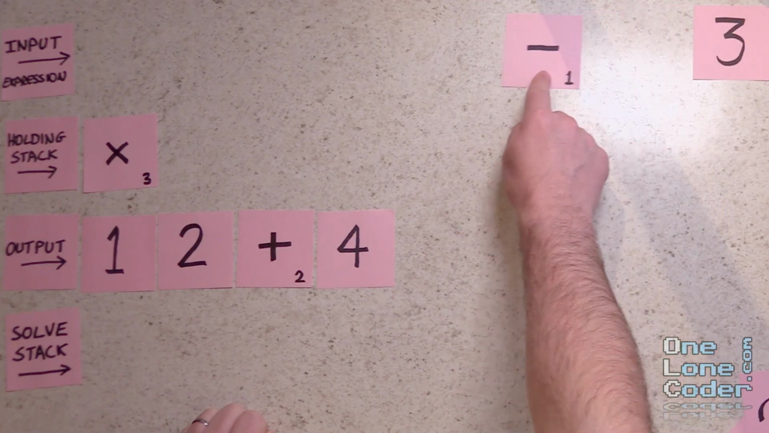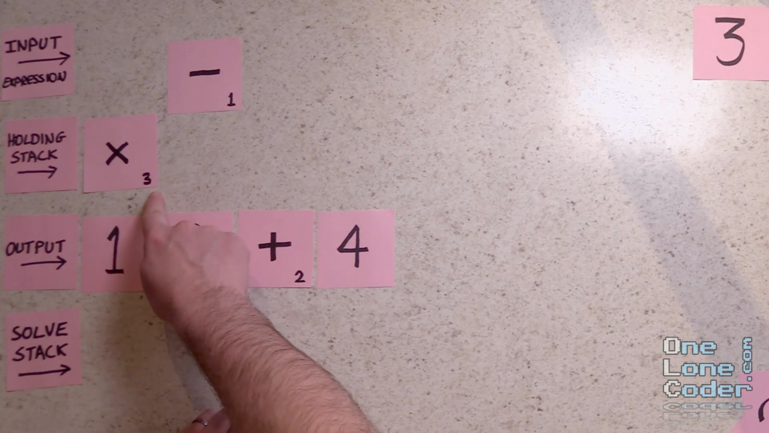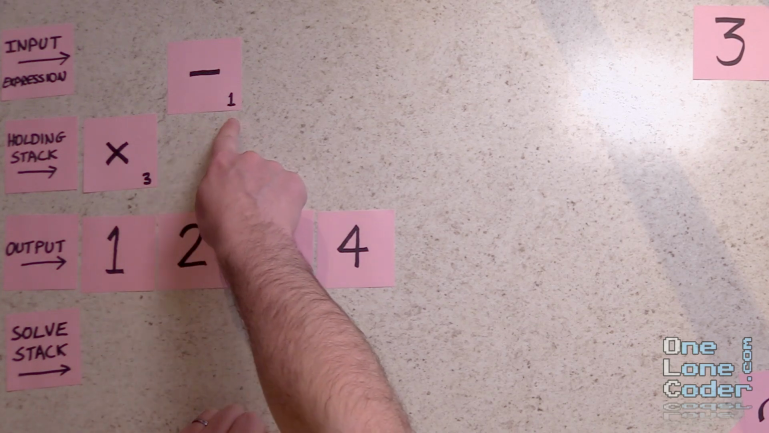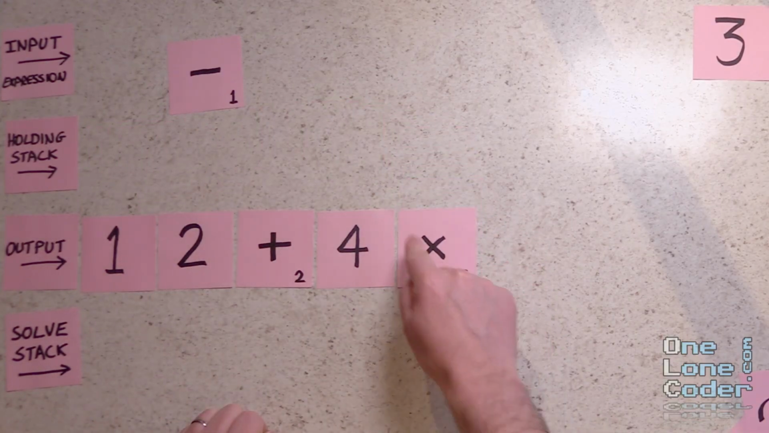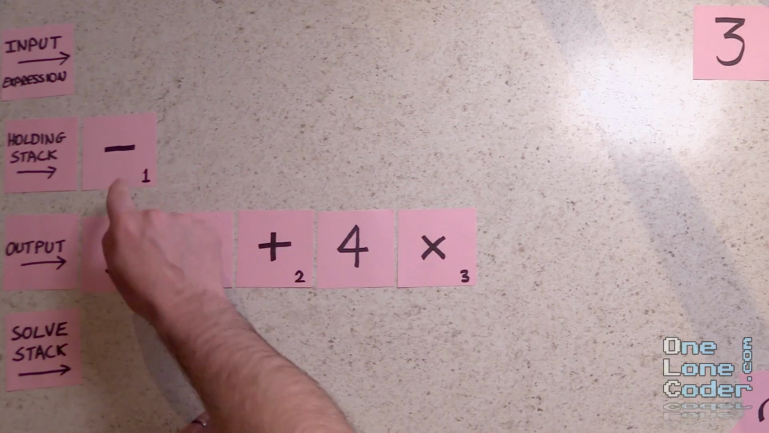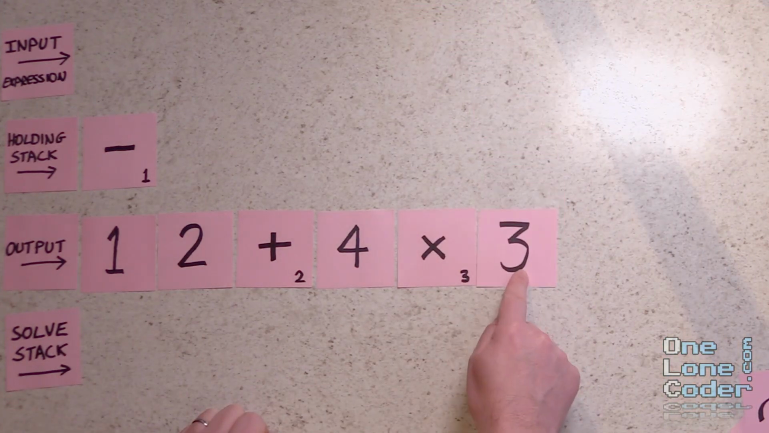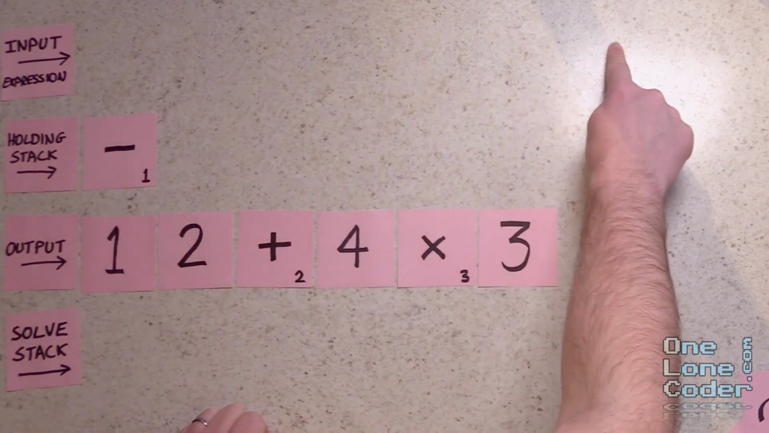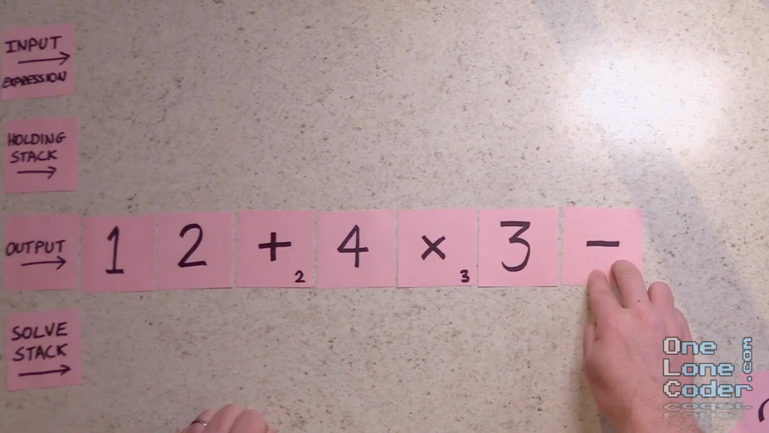Read our next token, it's a subtract. We can't push it onto our stack because the operator at the top of the stack has a higher precedence than the one we're trying to push. So we must drain out the stack until we can push it there. And finally, read our last token in, it's a numeric literal, that goes straight to the output. We've nothing left on the input, so we'll drain out the holding stack into our output.